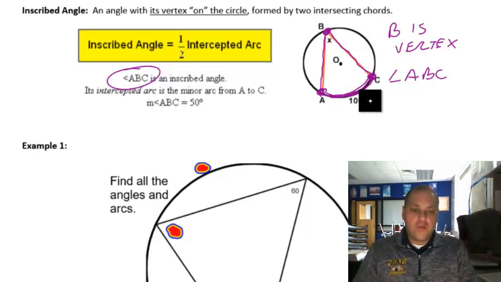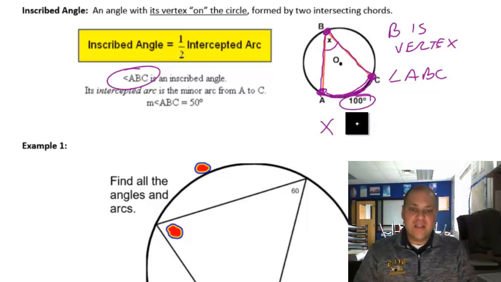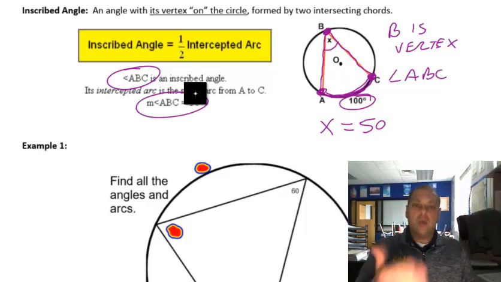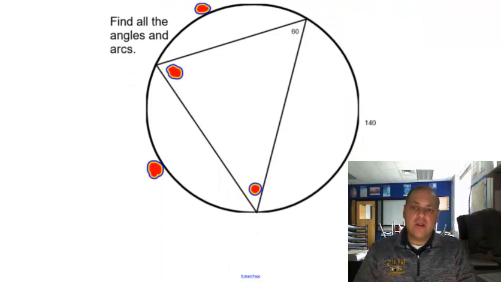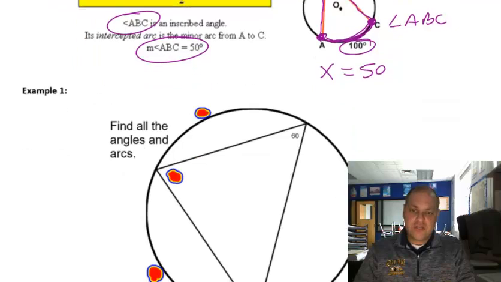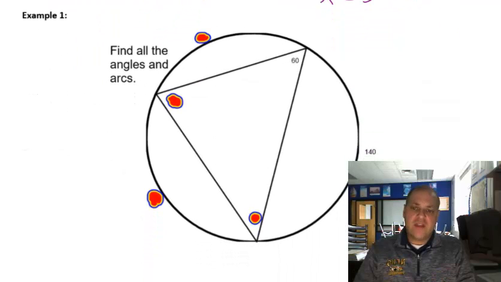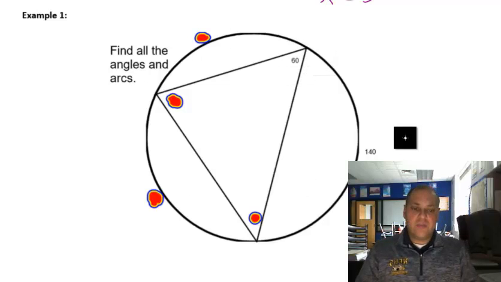So if 100 is the intercepted arc, then the inscribed angle is 1/2 of that. So X equals 50. The measure of angle ABC would equal 50. Okay? That's an inscribed angle. It's called the inscribed angle theorem, or the inscribed angle definition, and that is how you find the measure of an inscribed angle.